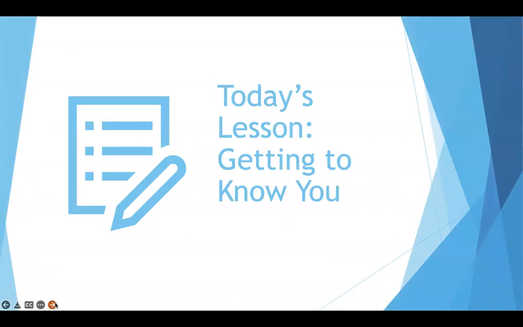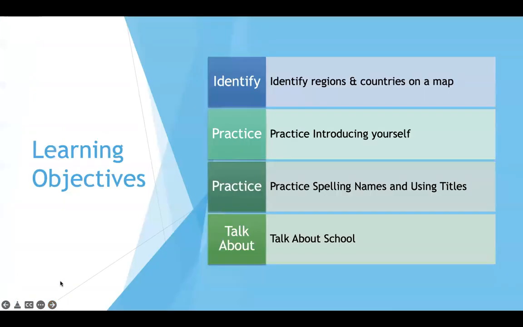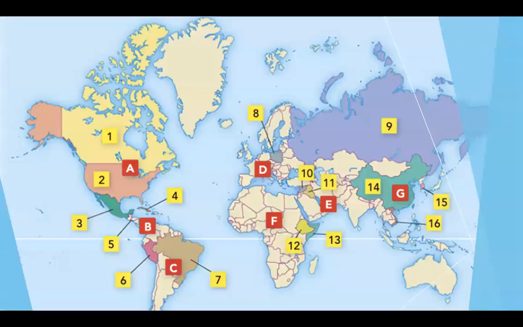In today's lesson, we're going to talk about getting to know you. The learning objectives are to identify regions and countries on a map, practice introducing yourself, practice spelling names and using titles, and talk about school.